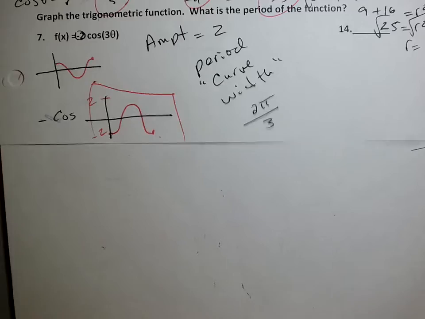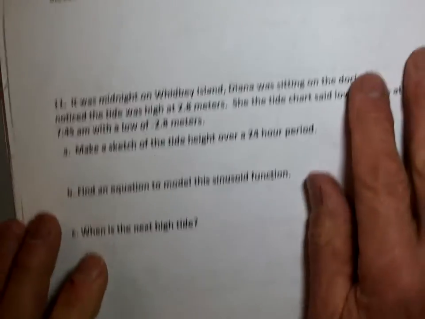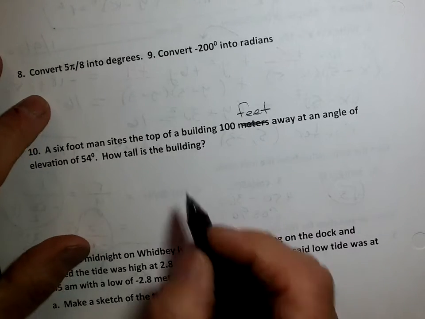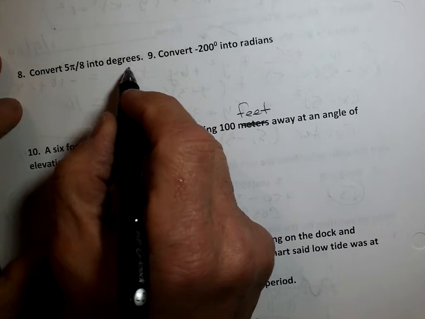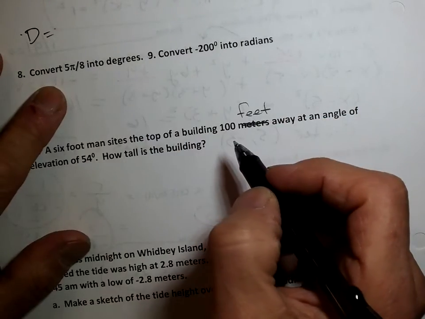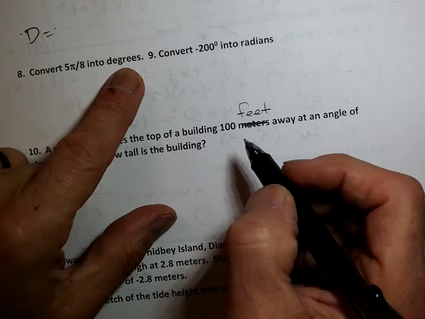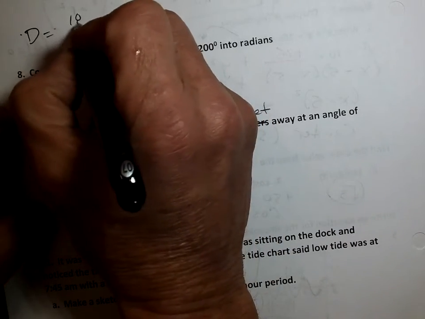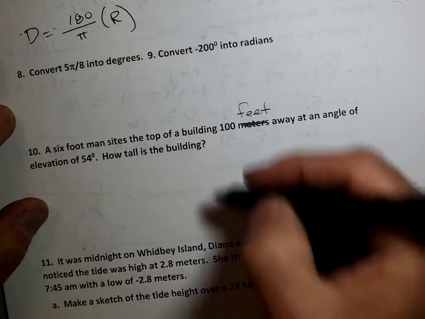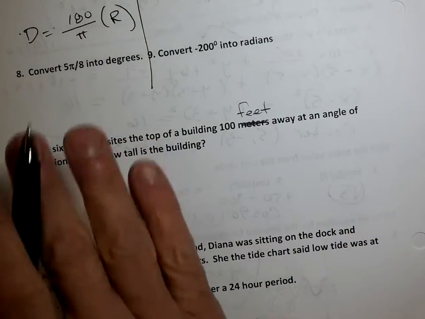Okay, flip the page. Number 8 and number 9. So you need a couple of formulas. First of all, to convert radians to degrees, degrees is equal to 180 over pi times my radian. That's the formula I need for this, okay?